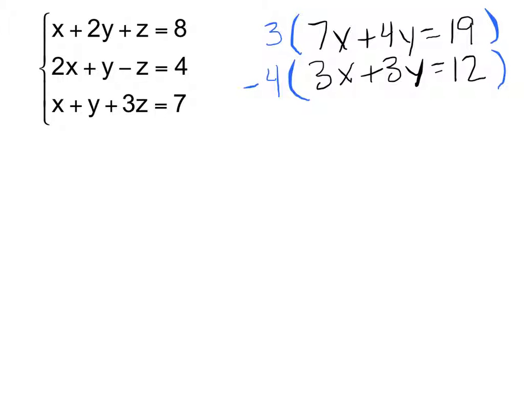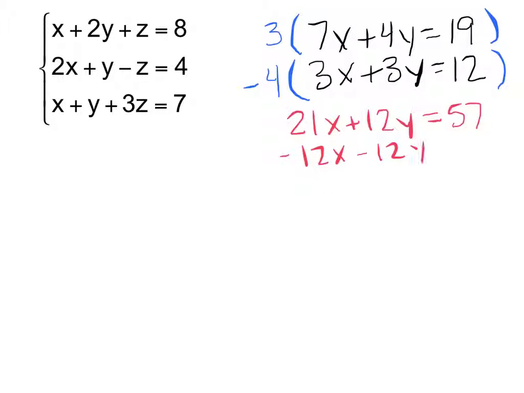So my new system will be 21x plus 12y equals 19 times 3, 57. And then in the bottom, or the second equation, we're going to have negative 12x, negative 12y, and negative 48.